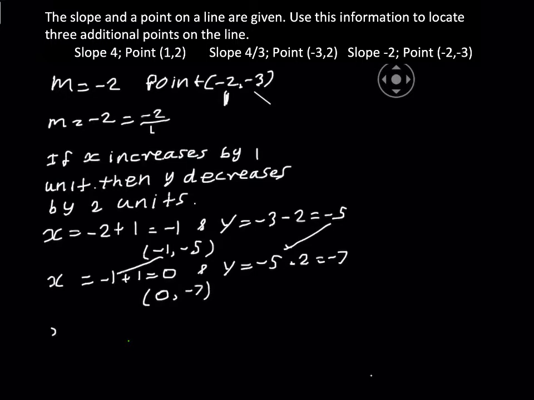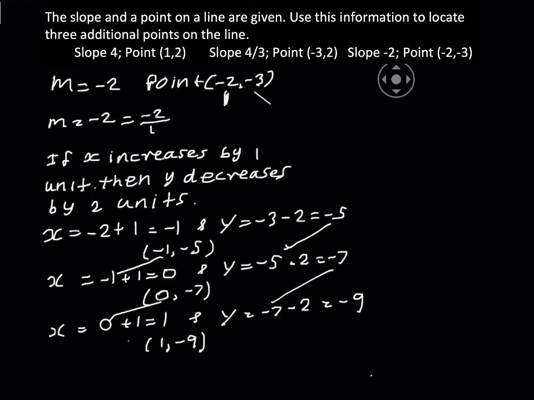The last point, x equal 0 here. So 0 plus 1 equals 1, and y equal negative 7 minus 2 equals negative 9. So we have this point 1 comma negative 9. Right.